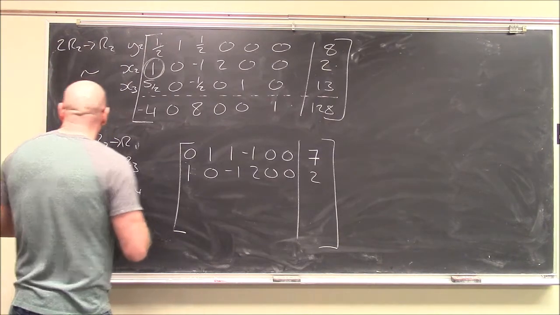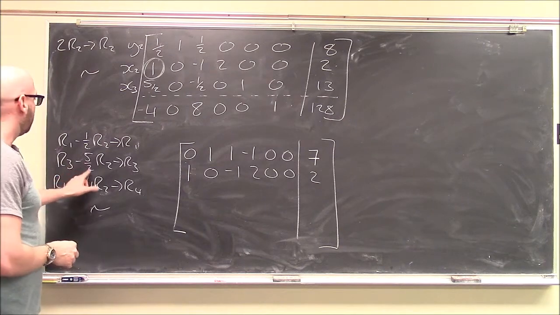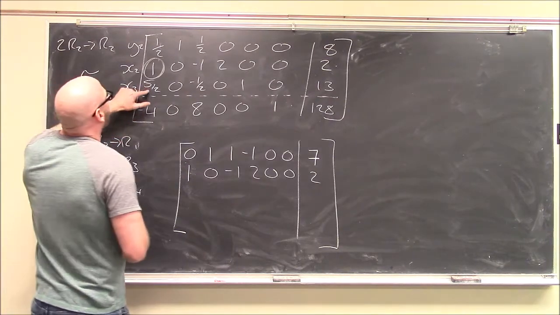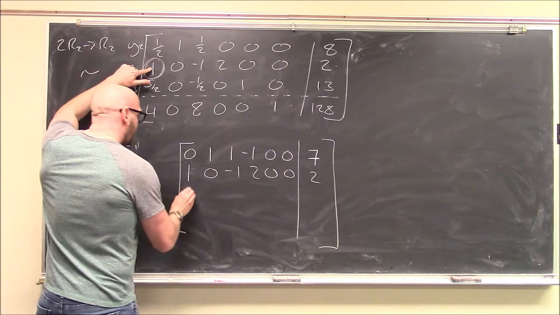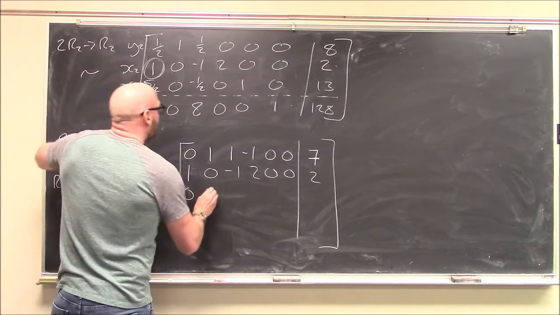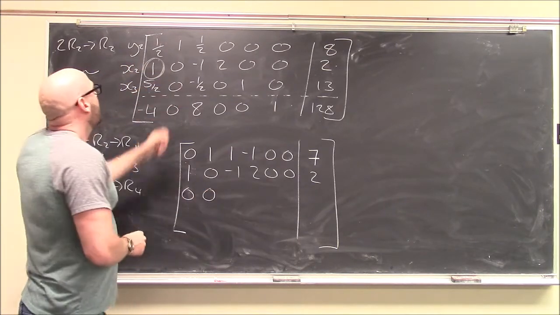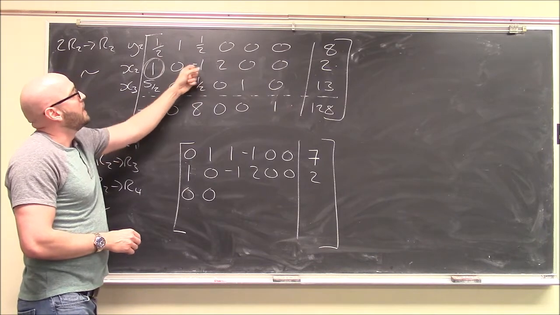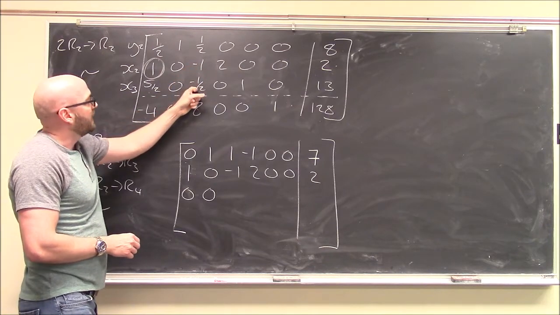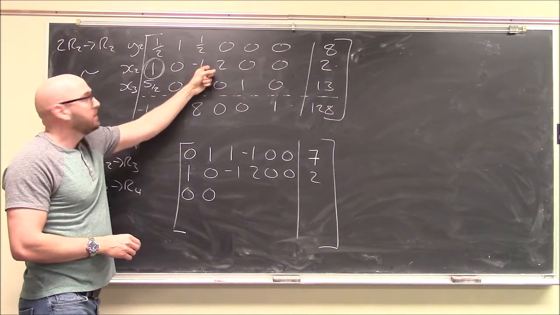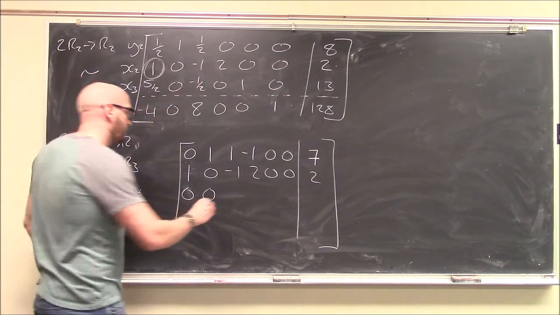Yeah, we'll keep going. Row 3 minus 5/2 times row 2. 5/2 minus 5/2 times 1 is 0, just like I wanted. 0 minus 0, that doesn't change. Minus 1/2 minus minus 5/2. So that's minus 1/2 plus 5/2 is 4/2, or just 2.